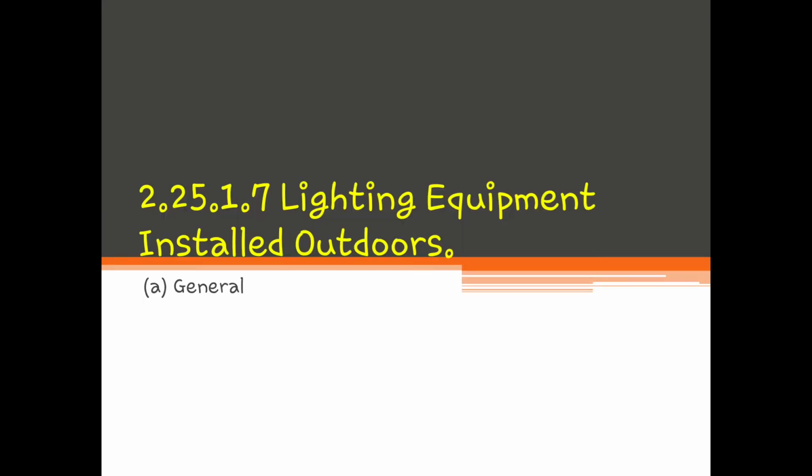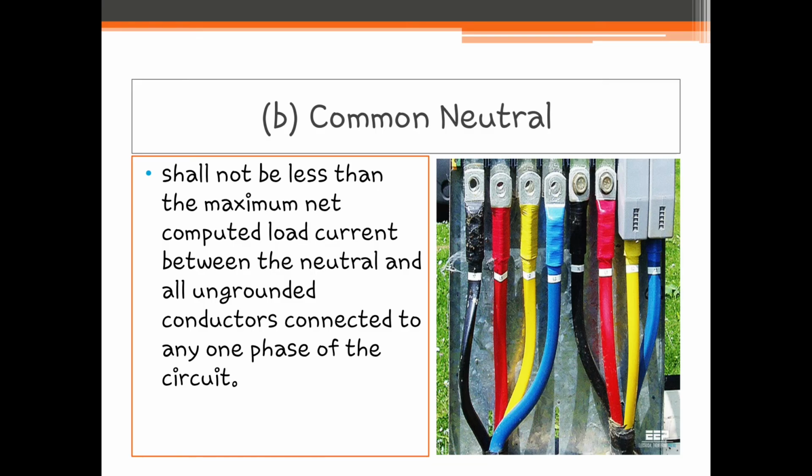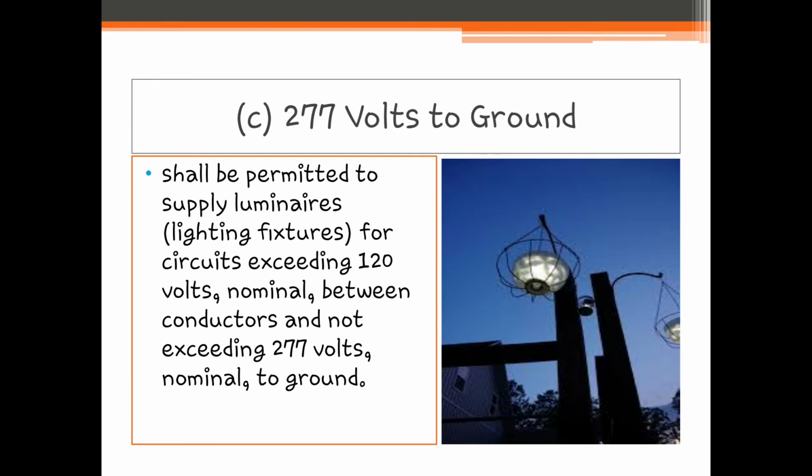Next is the lighting equipment installed outdoors. So next, common neutral. So ang ampacity sa neutral conductor shall not be less than the maximum net computed load current between the neutral and all ungrounded conductors connected to any one phase of the circuit. So 277 volts to ground.